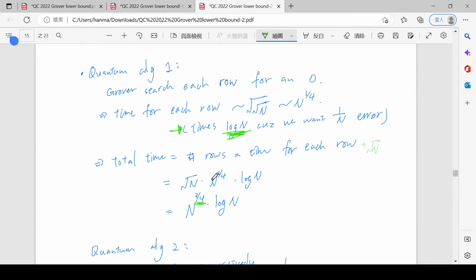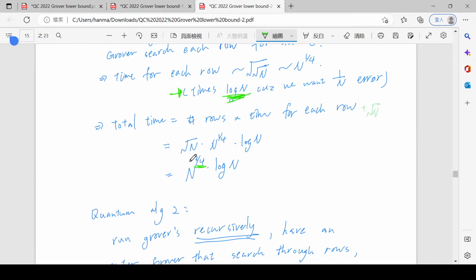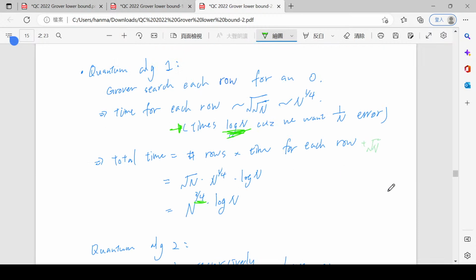And this is the dumb algorithm, so you run every row with Grover's algorithm. Then you just use classical computation to compute the order of everything. The classical computation is order square root n time, and the number of Grover runs you need is n to the 1/4 times log n for each row, and there are square root n rows. This is lower order, so let's just ignore that. So the total number of queries is n to the 3/4 times log n. Okay, so that's a dumb algorithm.